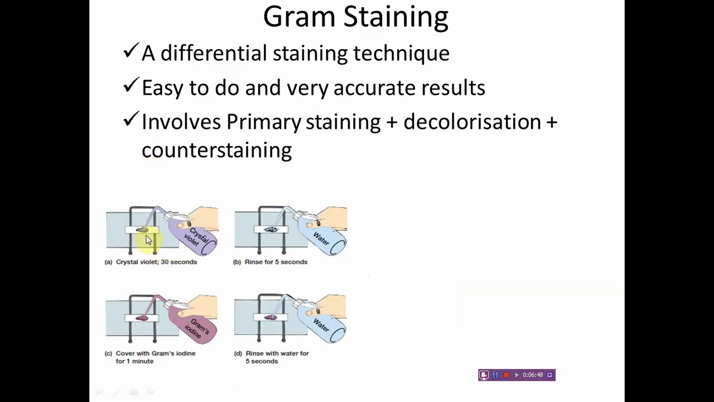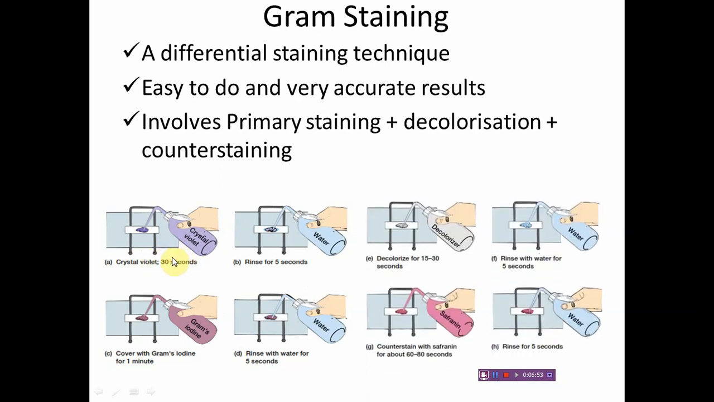So first the cells are stained with crystal violet. It takes nearly 1 minute. After that the slide is washed. Then the Gram's iodine, which is a mordant solution, is added on the slide. Mordant is a stain fixative. After the treatment with Gram's iodine, after 1 minute the slide is rinsed again.